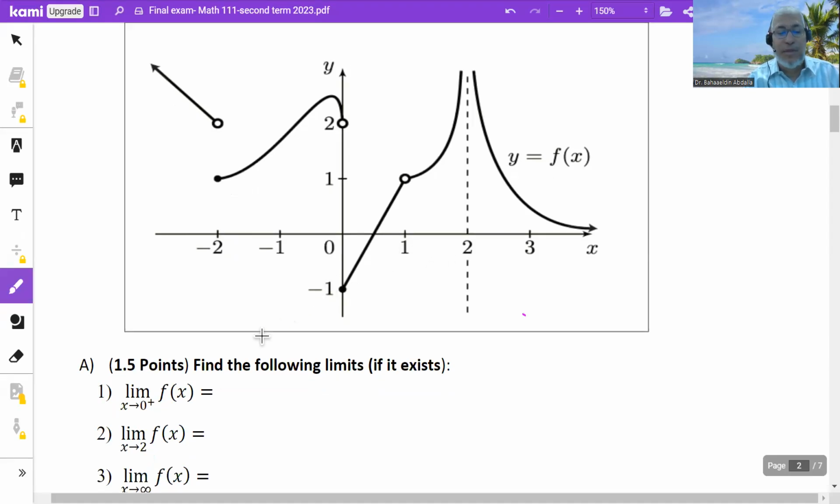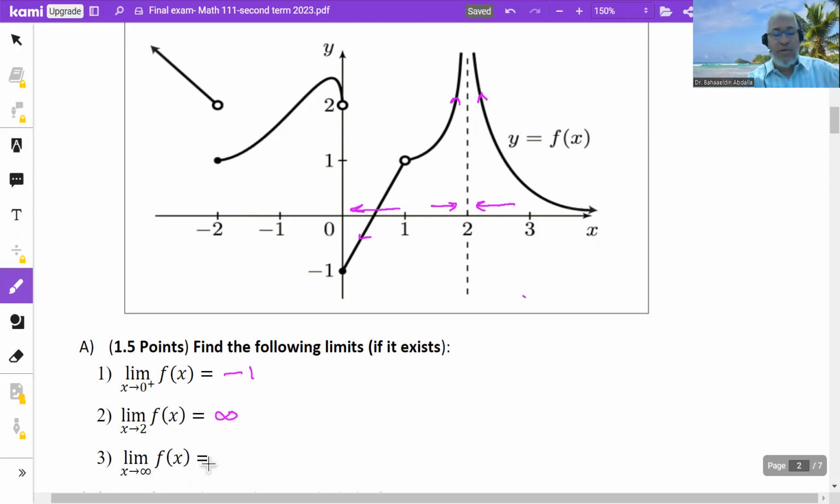So this is 0, and x is approaching 0 from the right. The function is going where? To -1. X approaching 2. Well, if I approach 2 from the right, the graph goes up to infinity. If I approach 2 from the left, the graph goes up to infinity. So the limit is infinity.